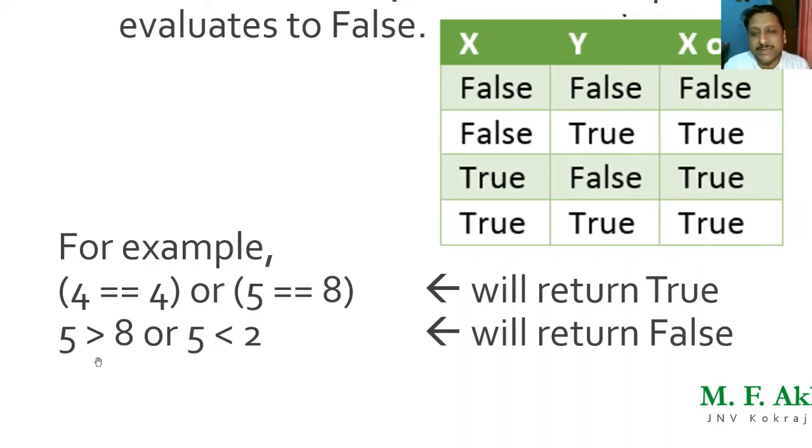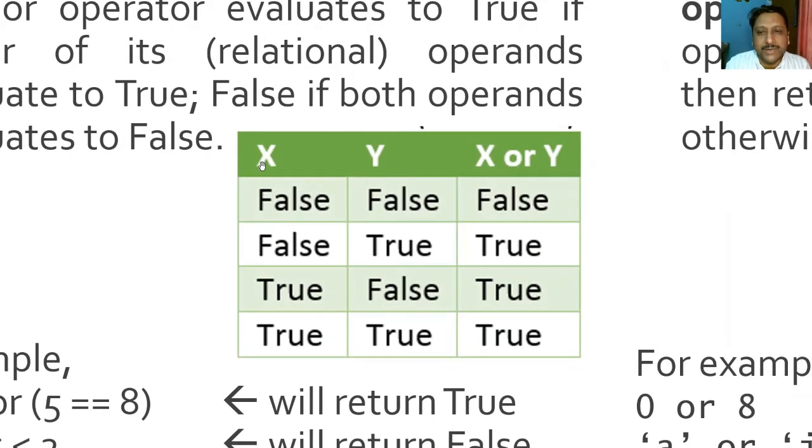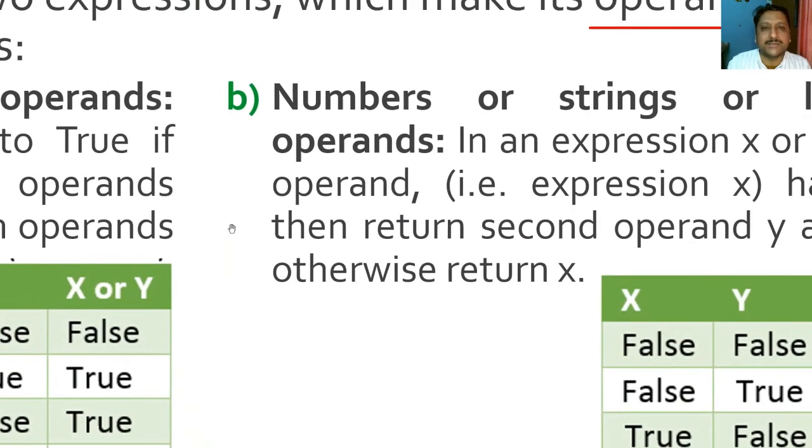In the next expression, 5 is greater than 8 is false, and 5 is less than 2 is also false. When both expressions are false and the OR operator is used, it will return false. Suppose x is a relational expression and y is another relational expression; only when both are false will it give you false, and in all other cases it will give you true.